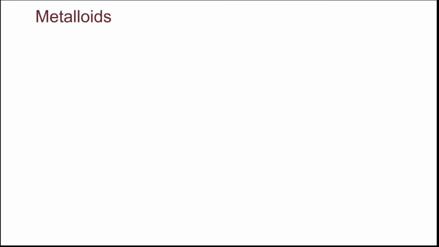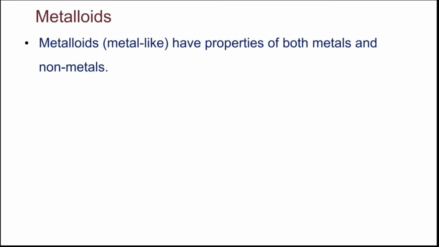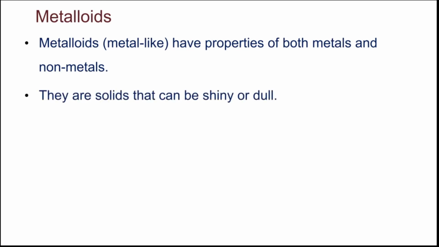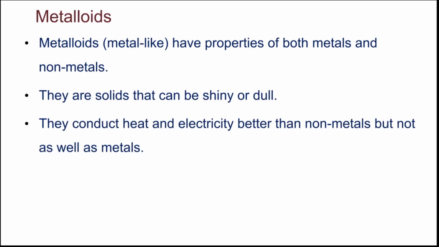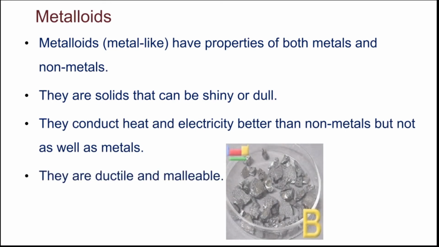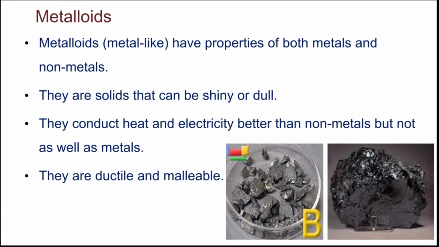Finally, we have metalloids. Metalloids have properties of both metals and non-metals. They are solids that can be shiny or dull. They conduct heat and electricity better than non-metals but not like metals. They are ductile and malleable. Some examples are boron, silicon, germanium, etc.